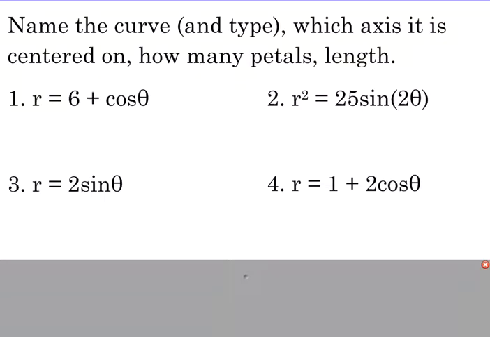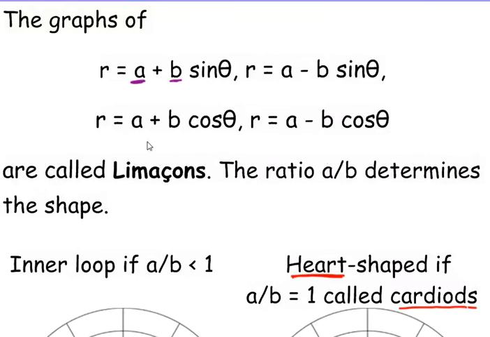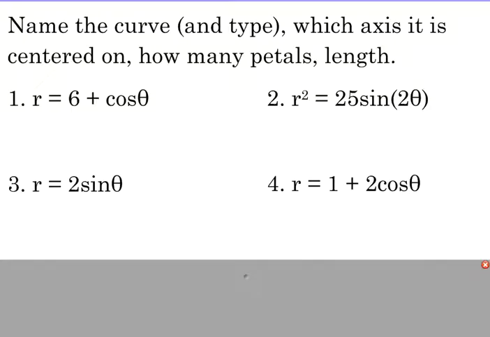So number 1 there doesn't have any petals. That's a limaçon, right? I know that because of the plus. So let's look at our limaçon page really quickly. We take the ratio of A over B, the constant over the coefficient. So our constant here is 6, this is A, the number in front of cosine is B, there's not a number there, so it's understood to be 1. So A over B is 6 over 1, so it's equal to 6.